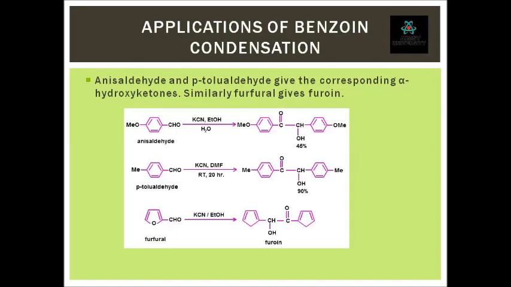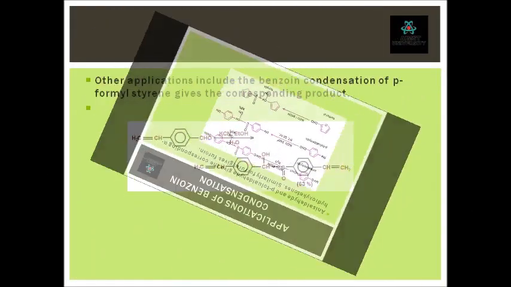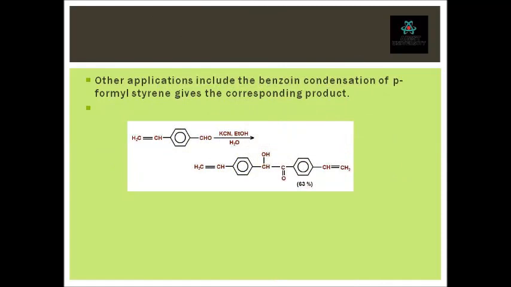Coming to the applications of benzoin condensation. The first application is that anisaldehyde and para-tolualdehyde give the corresponding alpha hydroxy ketones. The second application is the formation of furoin from furfural. It also comes under the applications of benzoin condensation. The other applications include the benzoin condensation of paraformyl styrene to give the corresponding product.